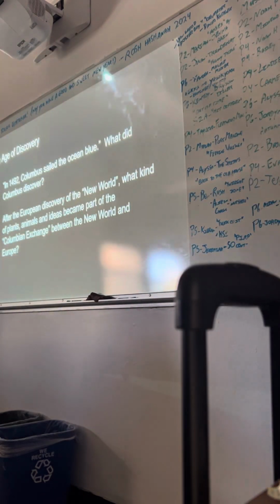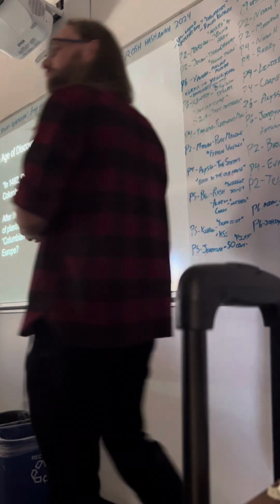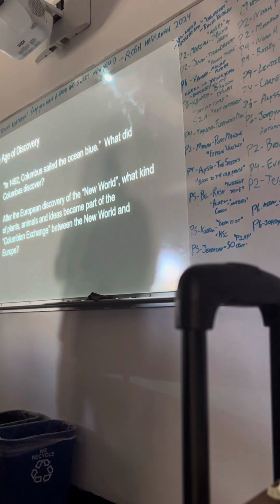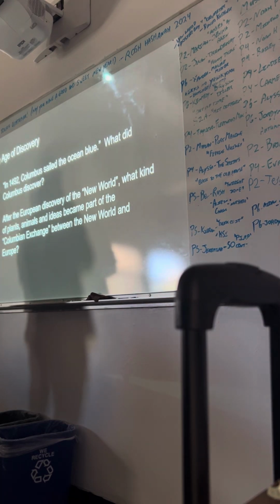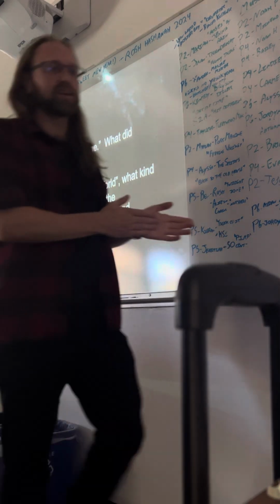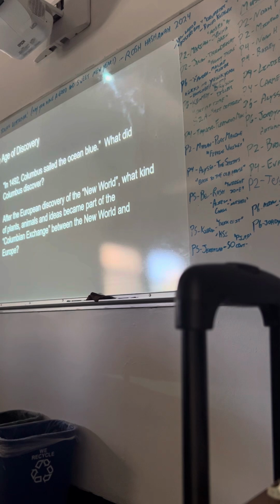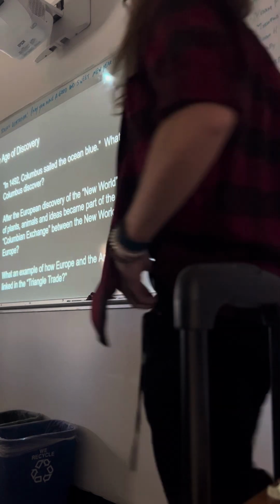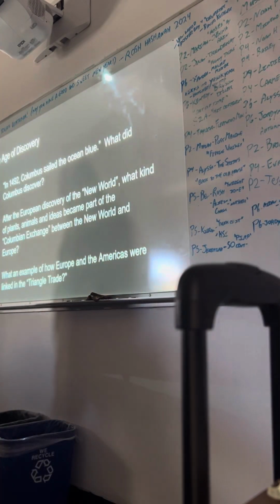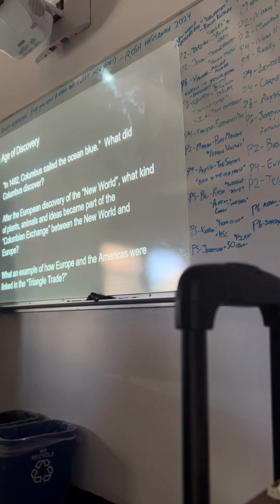And what about, let's think of the Irish. What's something that the New World brought over that affected the Irish quite dramatically? Potatoes. All 33 of them. Okay. And what is an example of how Europe and the Americas were linked in the triangle trade?